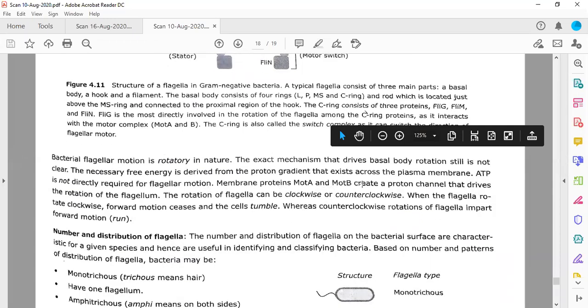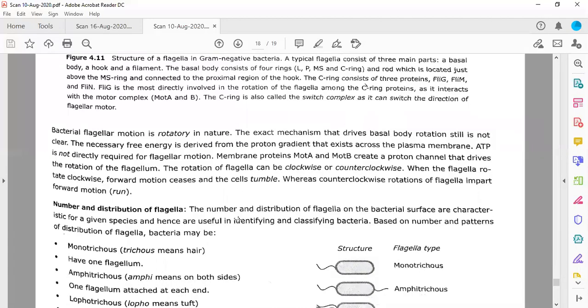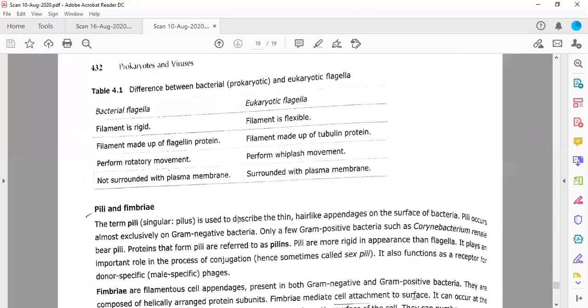Membrane proteins, motor A and motor B, create a proton channel that drives the rotation of the flagella. We have discussed that this rotation of flagella can be clockwise or counterclockwise. Now you need to underline this. If it rotates clockwise, the bacterium will tumble. If it rotates counterclockwise or anticlockwise, the bacterium will show forward motion, which is called run.